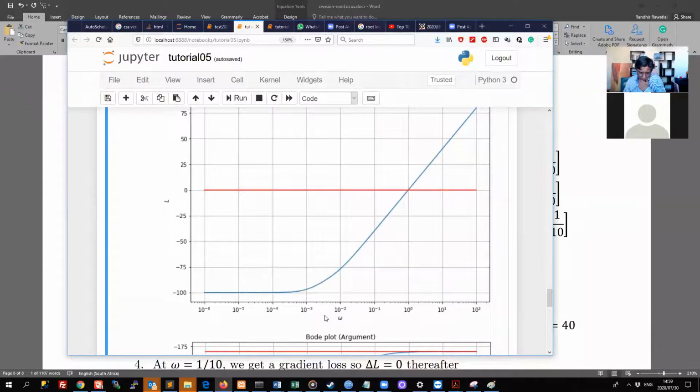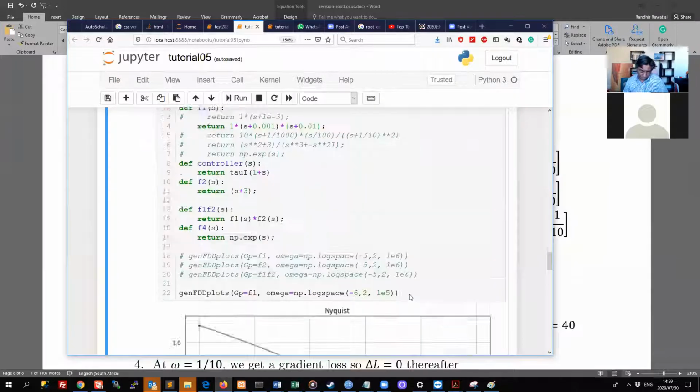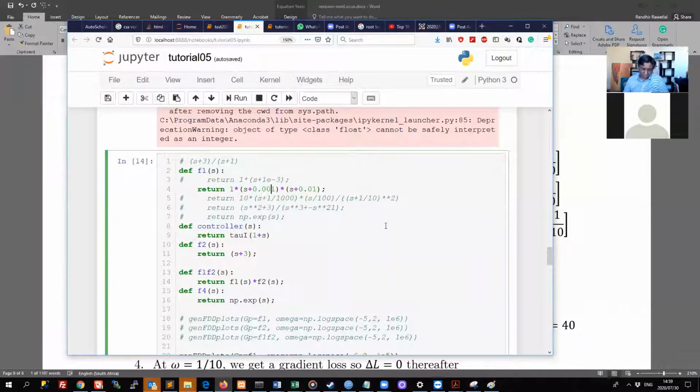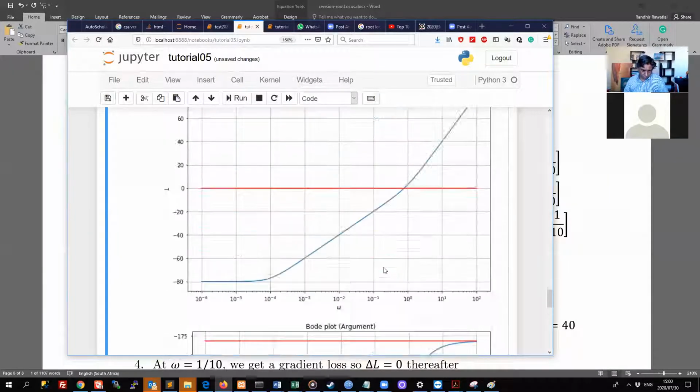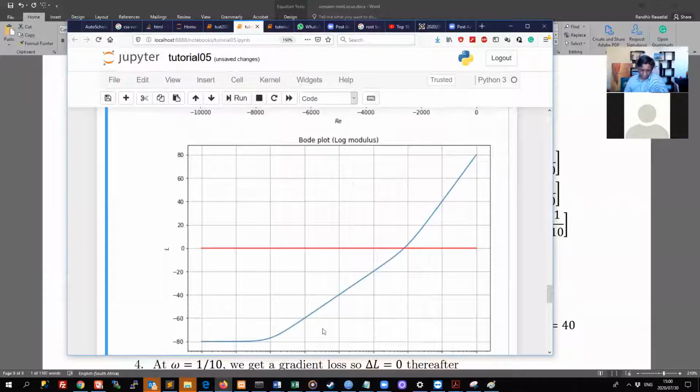1 over 100. Let's try zooming in a bit. That's not going to help. It's okay. Let's try and move it out a bit further. Let's make it 10 to the minus 4 and 1. So 10 to the minus 4, 1. Right, so I think that's a bit clearer.